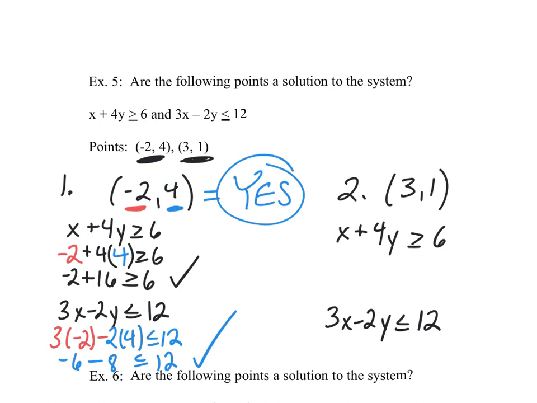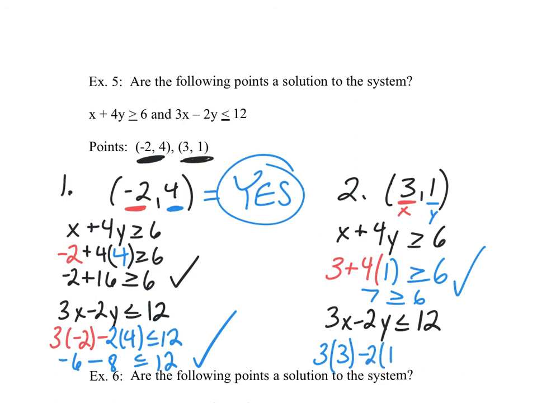So 3 is going to be x, and the 1 is going to be y. So now I just go and I plug them in. 3 plus 4 times 1. What's 3 plus 4? 7. Is 7 greater than or equal to 6? Yep. And then 3 times 3 minus 2 times 1. So this becomes 9 minus 2. Is 9 minus 2 less than or equal to 12? Yeah. Yep, so that one works.